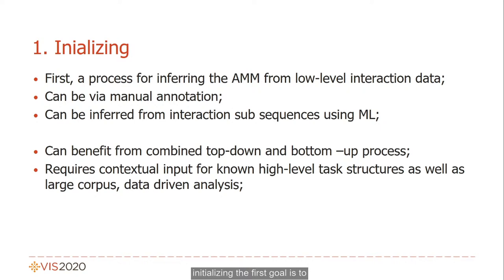Initializing. The first goal is to develop a process for inferring an abstraction mapping mechanism from low-level interaction data. As part of analyzing visualization system interactions, researchers may often manually annotate low-level provenance data with higher-level information about intents. This annotation process may be informed by extant models, users' coding framework, or analysis-specific and emergent issues. The abstraction mapping mechanism can also be inferred from interaction subsequences and other low-level patterns using machine learning.